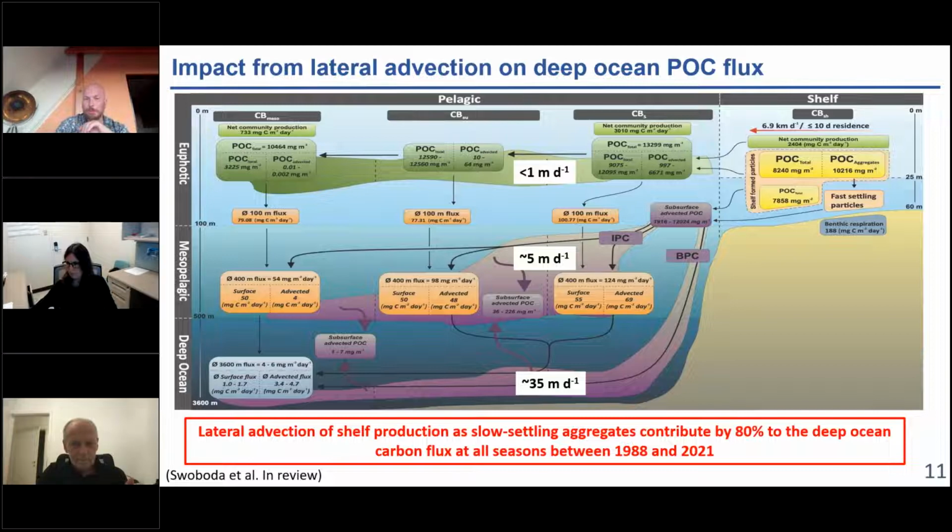So we just went 2 months ago to test this off Ireland, which is not an upwelling region, to see if this is also something that happens in non-upwelling regions. But especially in the upwelling regions, we might have to reconsider the efficiency of the carbon pump based on the strong Ekman transport and shelf-produced organic matter.